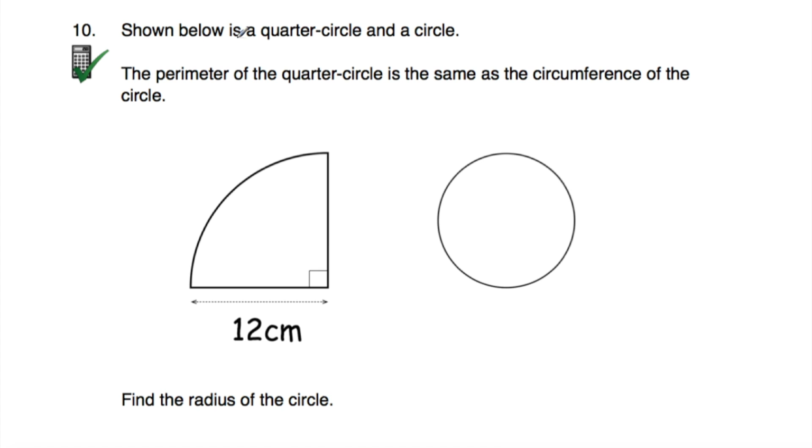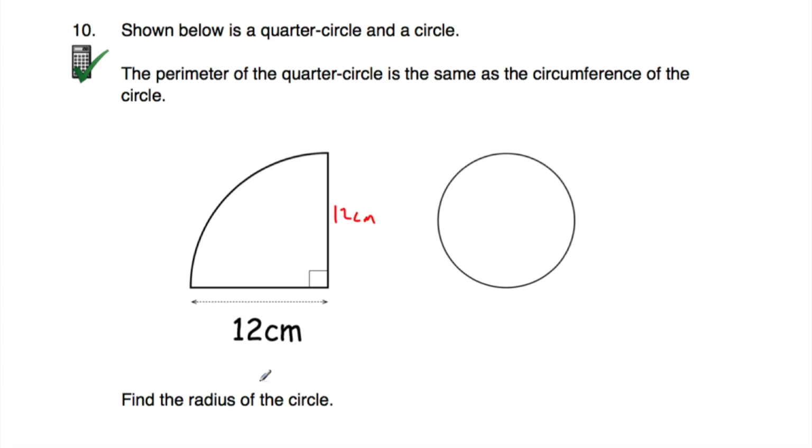So question number 10 says, shown below is a quarter circle and a circle, and the perimeter of the quarter circle is the same as the circumference of the circle, and we've been asked to work out the radius of the circle. So let's start off by finding the perimeter of the quarter circle. In this quarter circle, we know that the radius is 12 centimeters, so if that's 12 centimeters, that's also 12 centimeters. And we want to find the length of this arc.